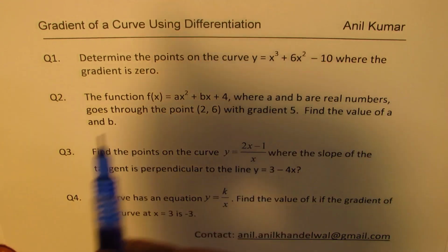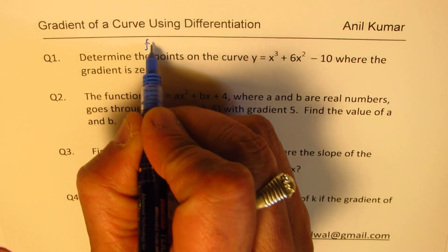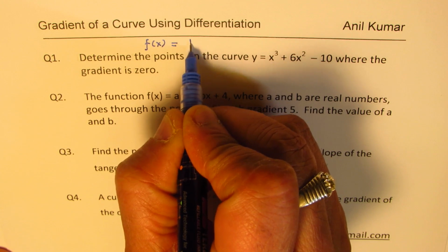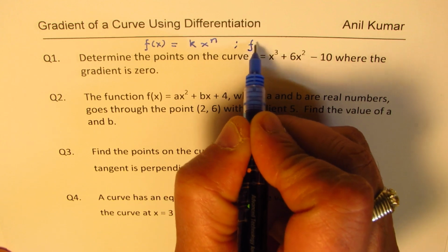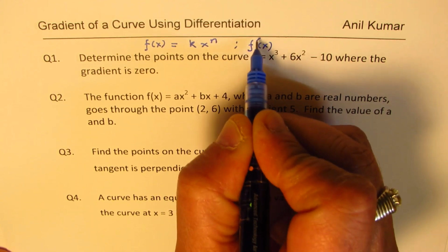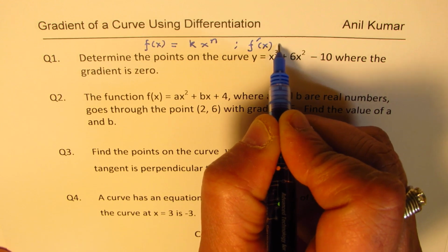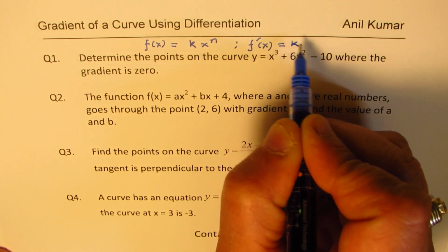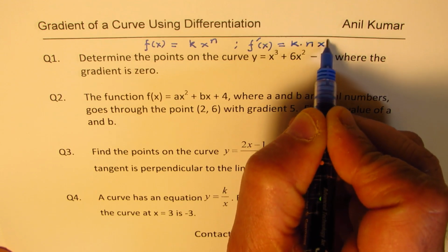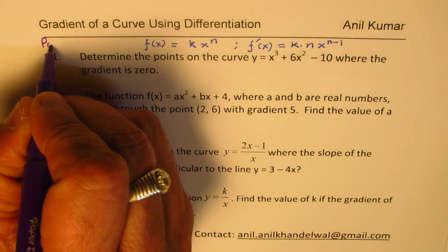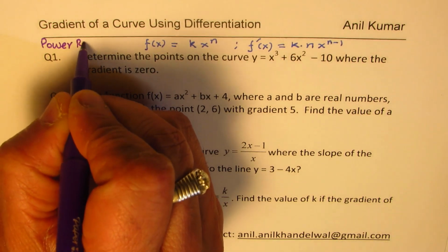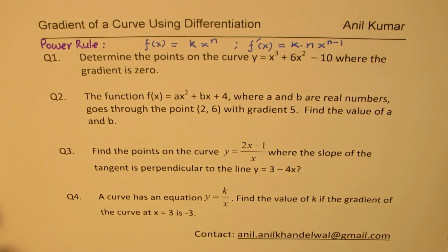The formula which we are going to use is, if we are given a function f of x equal to k times x to the power of n, in that case, the derivative of the function or the gradient of the function, written as f prime x or f dash x, is going to be constant k times n times x to the power of n minus 1. So basically this is also called the power rule, right? So we are going to use the power rule to find the gradient at any given point on the curve.